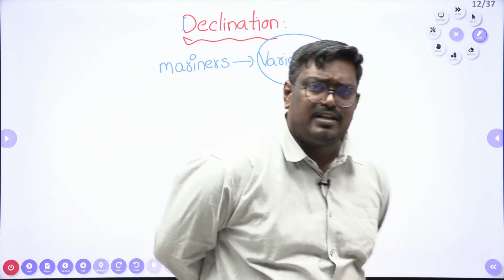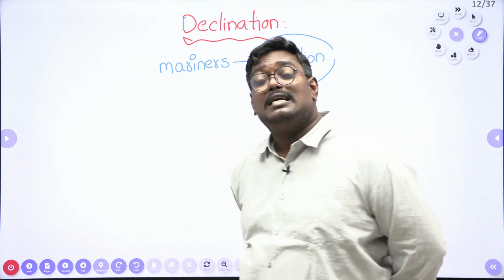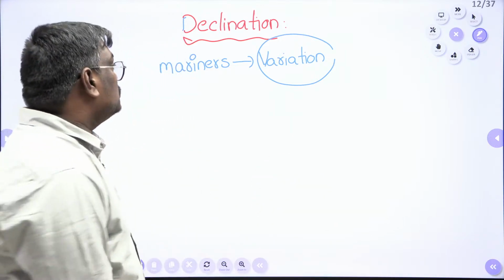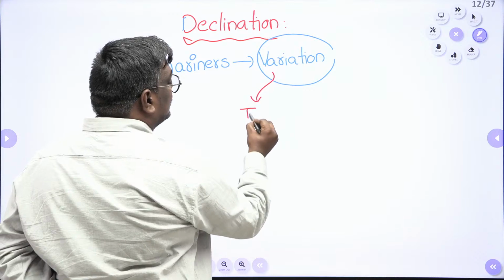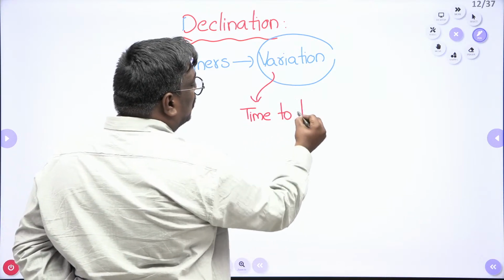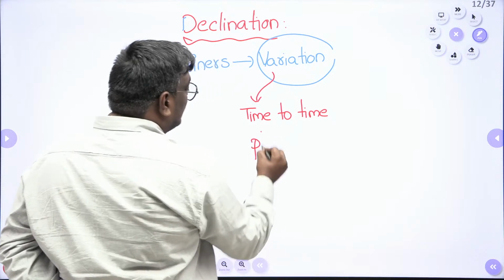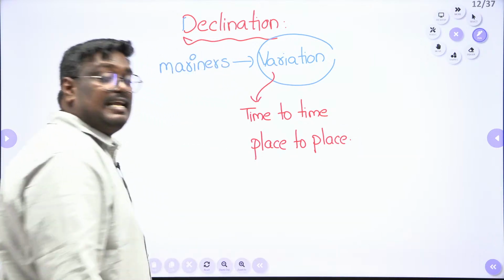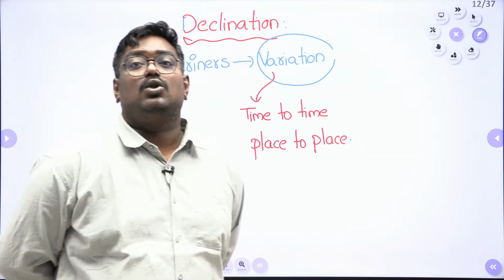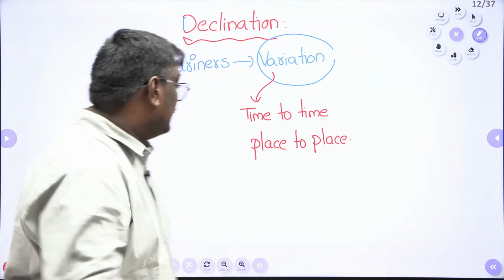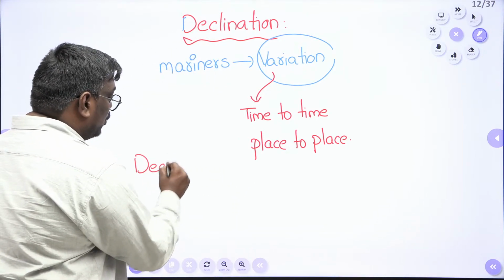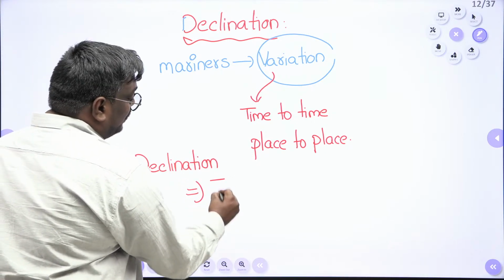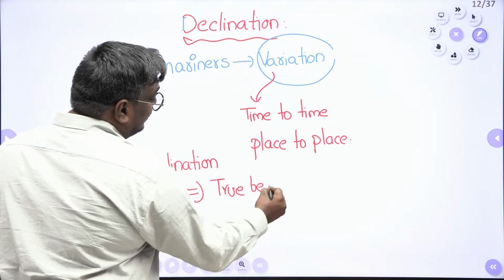Can you tell me why they call it variation, my dear students? Because the declination changes from time to time and from place to place. Here, I would like to tell you one important thing. First of all, what does declination mean? It is the inclination of the magnetic needle with respect to the horizontal. Or you can say true declination is the difference between true bearing and magnetic bearing.